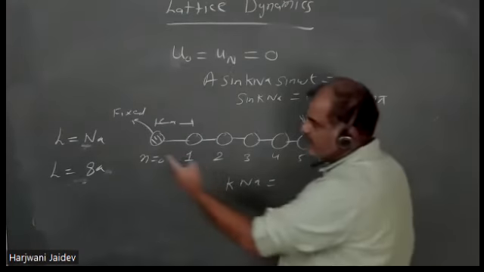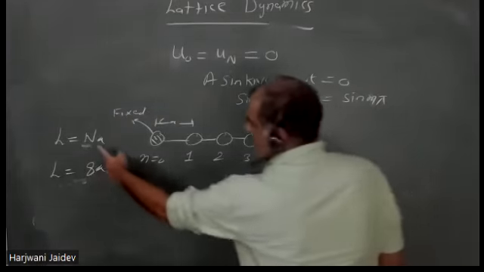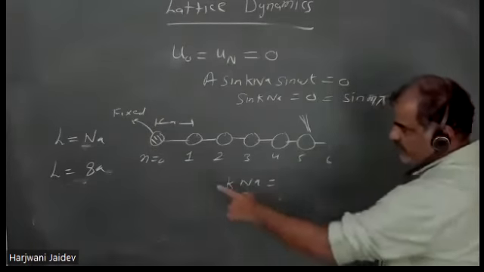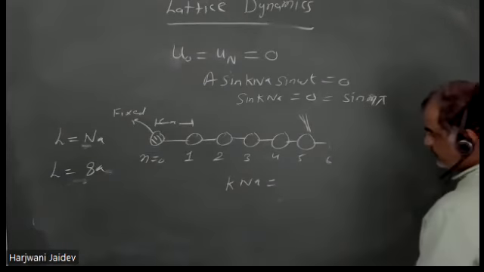8 atom लिए हैं. In general we can take n atoms, n plus 1 atoms, so the last atom will be the nth atom. Okay, sir. So first time I'm taking 0. So now it will be what? KNA equals to n pi.